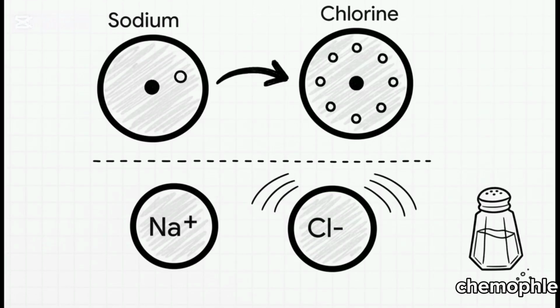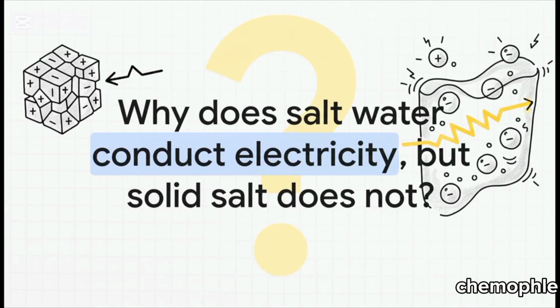And this is exactly how we get something as common as table salt. Sodium, which is a metal, is more than happy to get rid of its one lonely outer electron. Meanwhile, chlorine, a nonmetal, is desperate for just one more electron to feel complete. So sodium gives, chlorine takes. They become charged ions, Na+ and Cl-, and that powerful magnetic attraction is what forms the salt crystals on your fries.